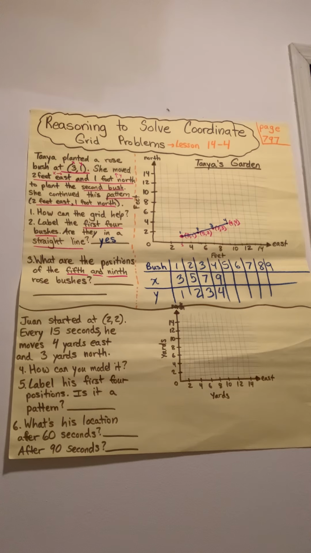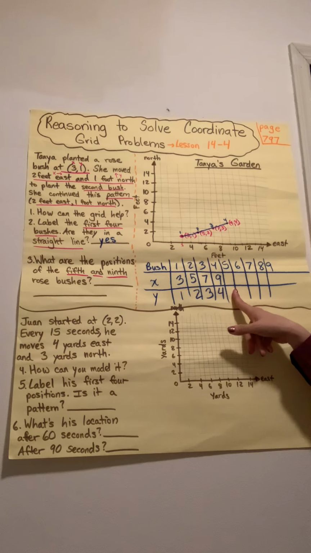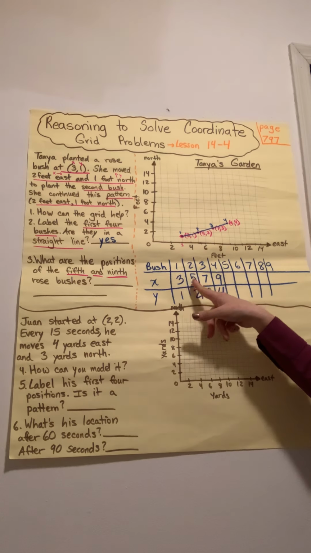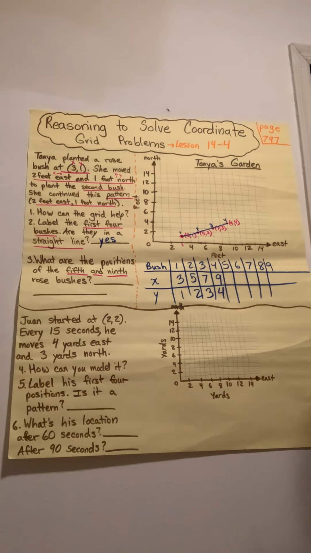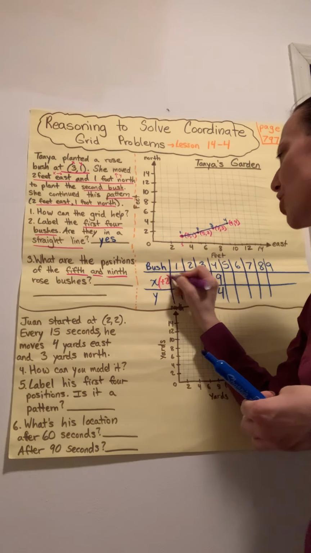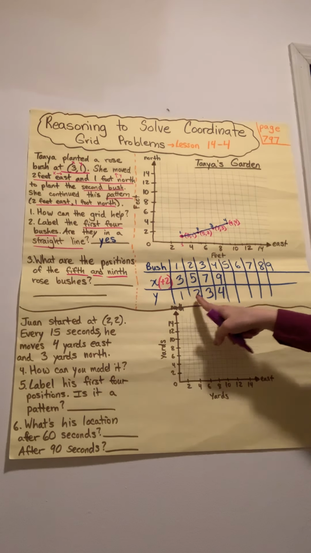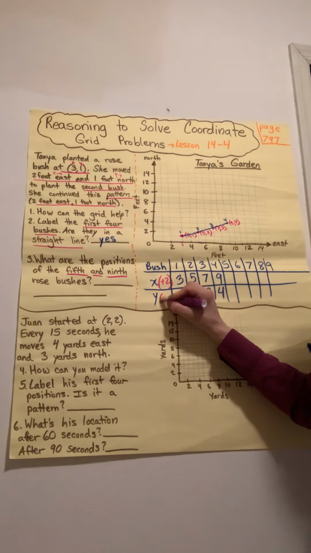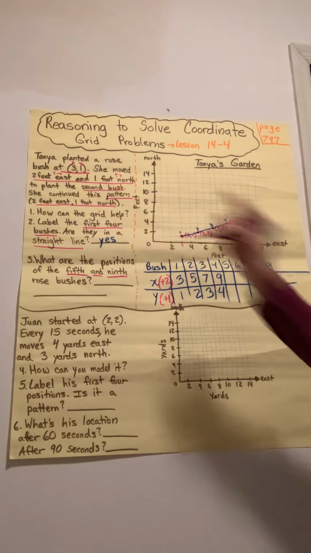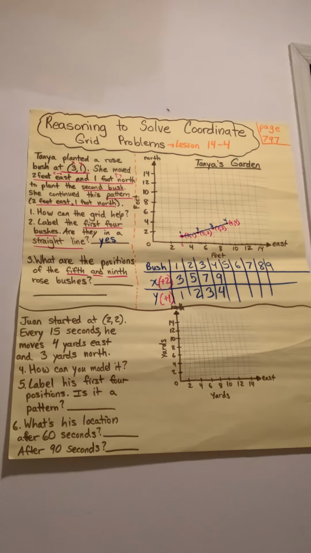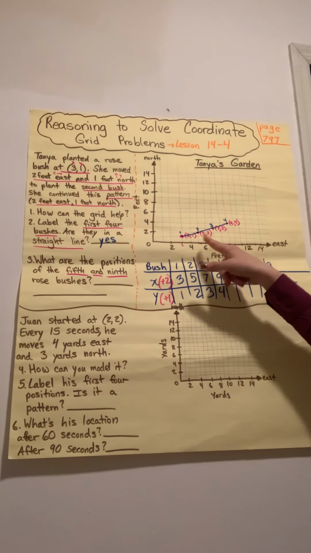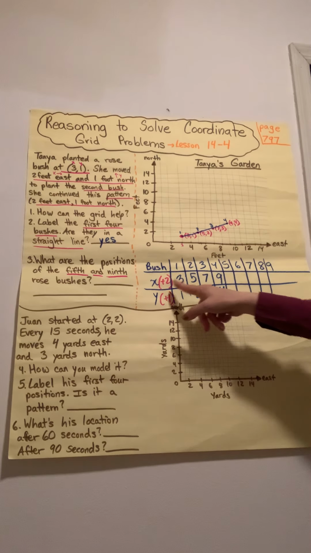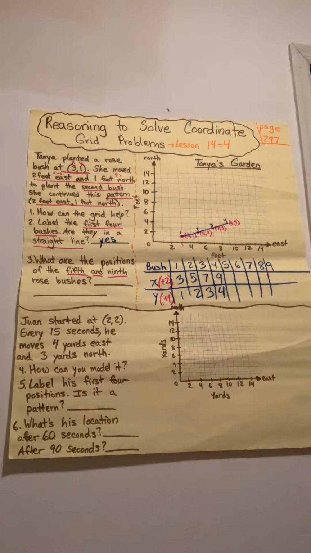So now I can look across my table and say, gee, what's happening here? Oh, I see, every time I go to the next bush, this is adding 2. And every time I go to the next bush, this is adding 1. That makes perfect sense with my instructions because it told me to go over 2 east and 1 foot north. So over 2 on the X and 1 foot up on the Y.